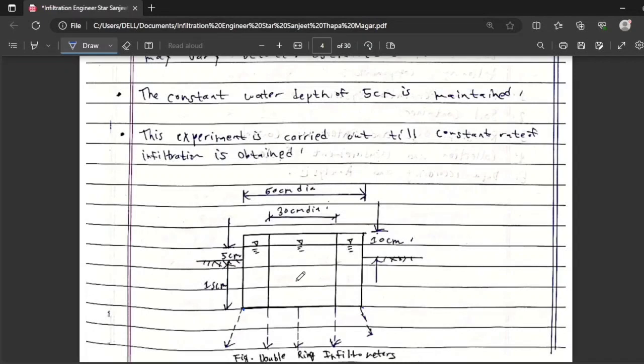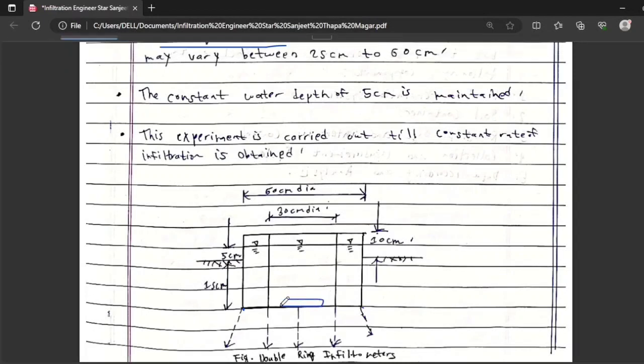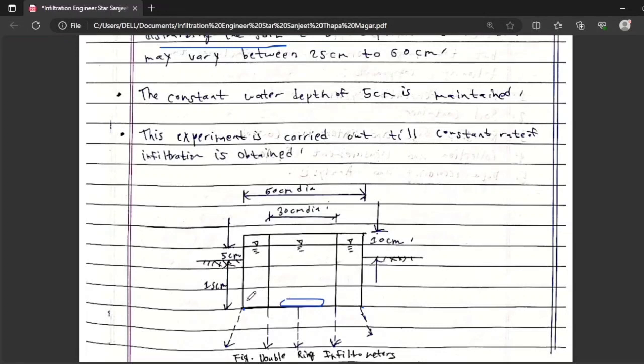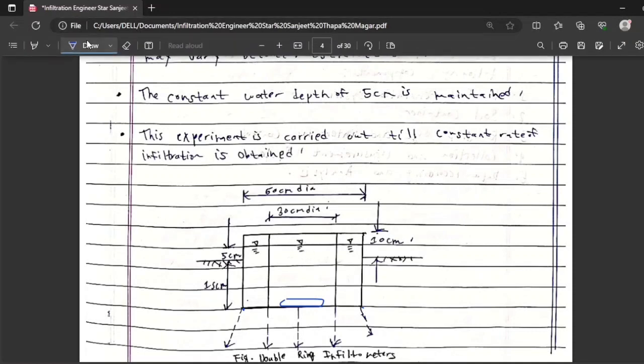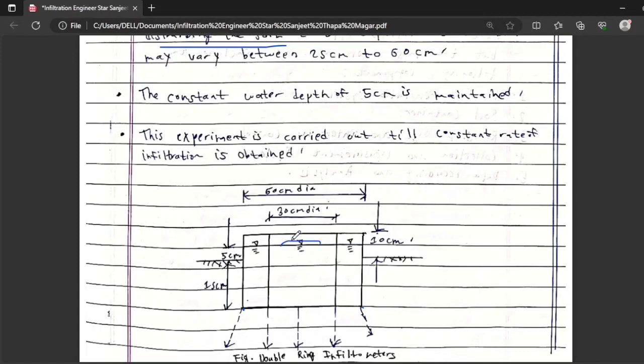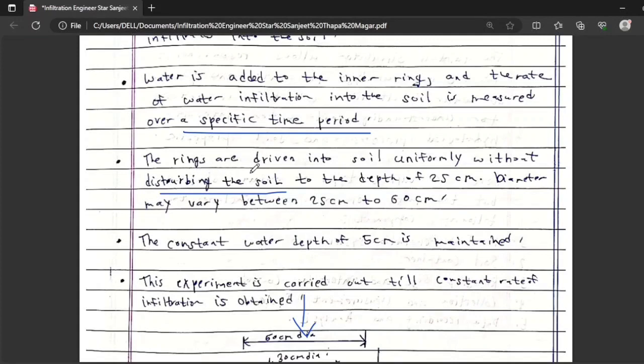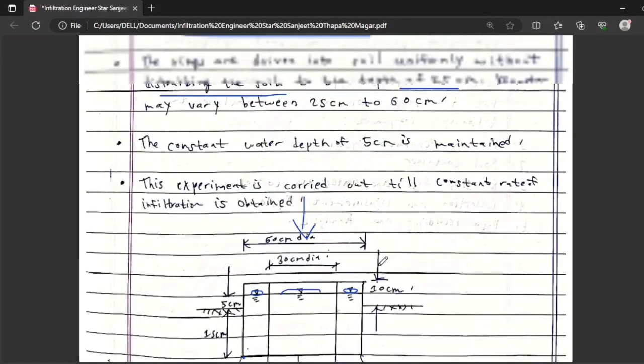While adding water to this ring, we put spoons or a soft substance so that the impact of the water is absorbed by them, so that less disturbance is made to the soil. The rings are driven into the soil uniformly to a depth of 25 centimeter. It is 15 plus 10, 25 centimeter.